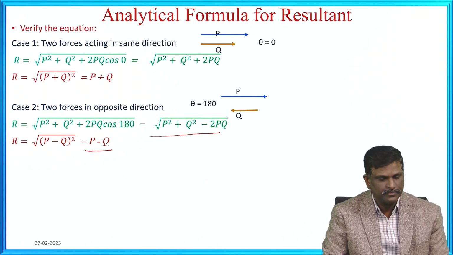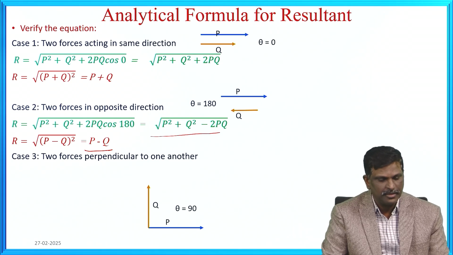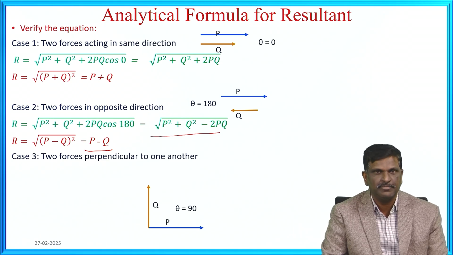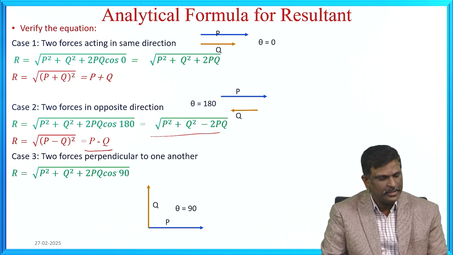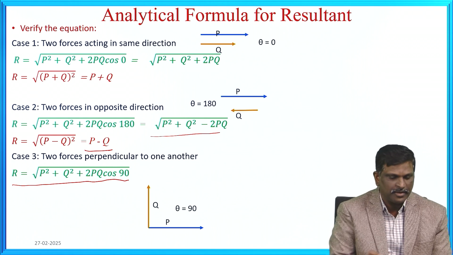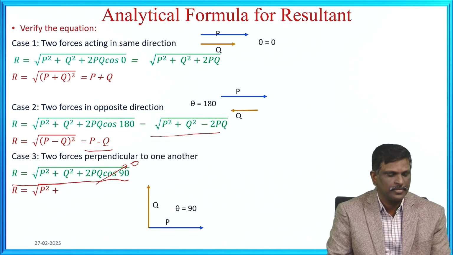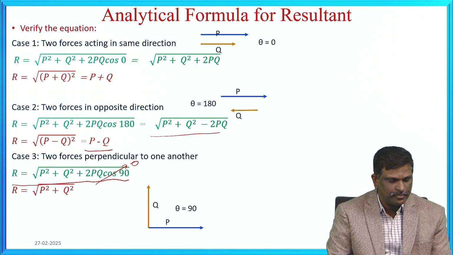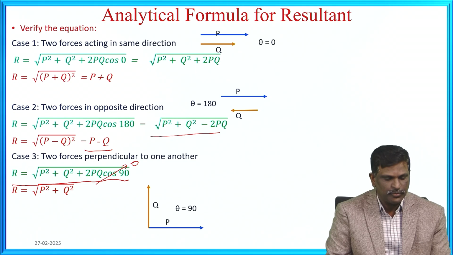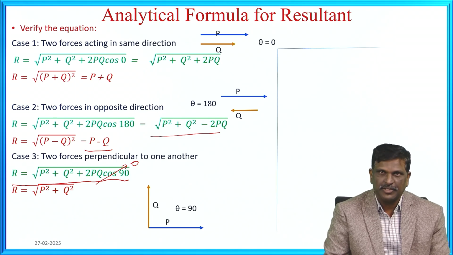Let us see another case, that is when the two forces are acting perpendicular to one another. That means P and Q are at right angles to one another. Theta is equal to 90 degrees. Now write the equation once again. R is equal to under root P square plus Q square plus 2PQ cos 90. Cos 90 is equal to 0. So that expression becomes R is equal to under root P square plus Q square. When two forces are acting at right angles to one another, the resultant is given by under root P square plus Q square. Now find the direction.